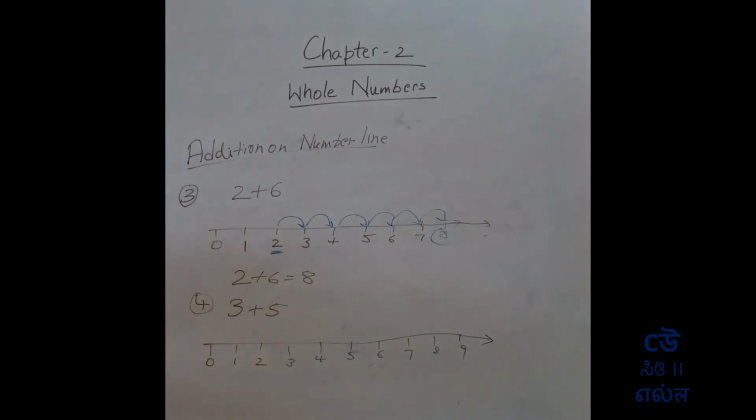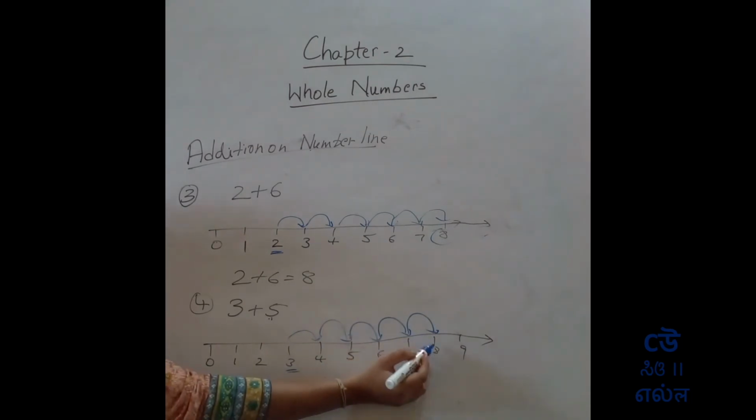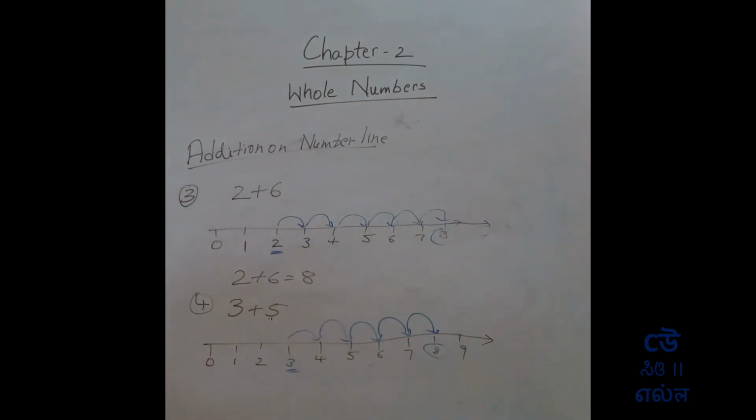So 3 there was. So where is 3? 3 we have here. How many numbers do we have to jump? 5 numbers we have to jump from 3. So 1, 2, 3, 4, 5. So 5 numbers we jumped. What is the answer we got? 8 we got. So what is the answer? 3 plus 5, we got 8. Okay.